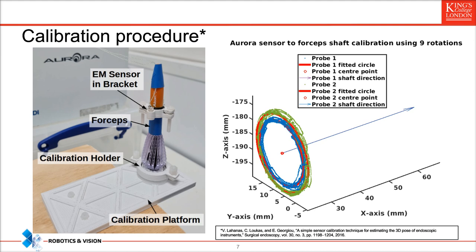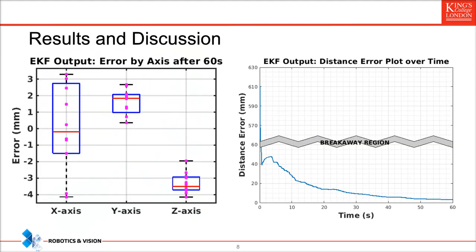Using the previously shown setup, 12 tests were performed of 1 minute each, where the forceps was pivoted around the trocar. The first figure is a box plot of the error of the EKF results compared to the ground truth in the X, Y, and Z axis. The second figure is the EKF output error in Cartesian distance over time for one of the tests, with the error axis broken up to improve visualization of the plot.